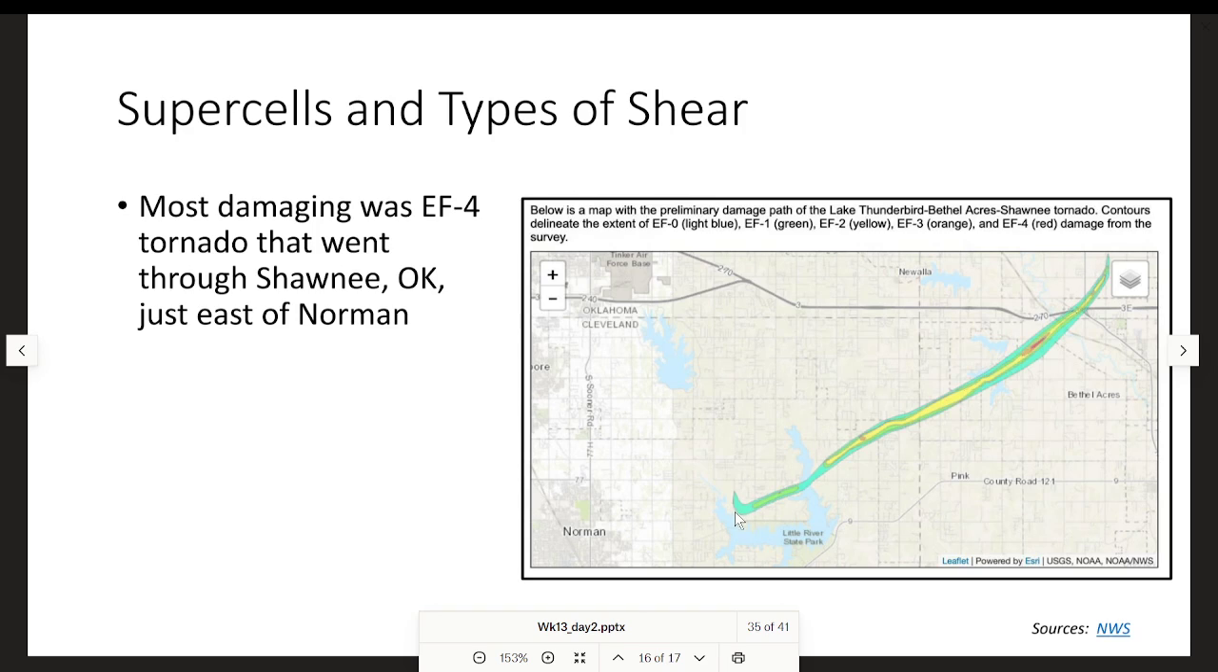It started out as an EF0, and then it became an EF1 right here, and then it let up a little bit over this lake. And it probably let up over the lake because there wasn't really anything to damage. Remember, the EF scale is a damage scale. And then you have EF2 damage, and then briefly EF3, and then more EF2 damage for a very reasonable amount of time. And then it briefly strengthened to an EF4, EF3, EF4, back to EF3, and then it continued as EF2 damage.